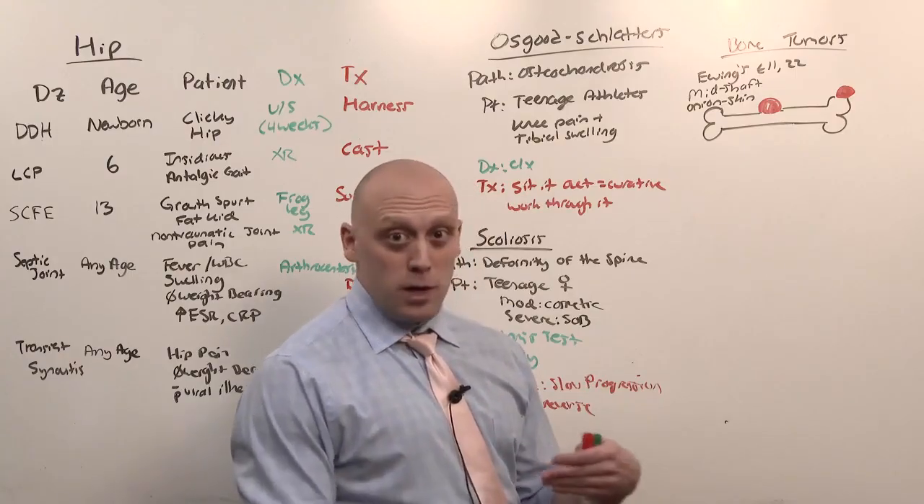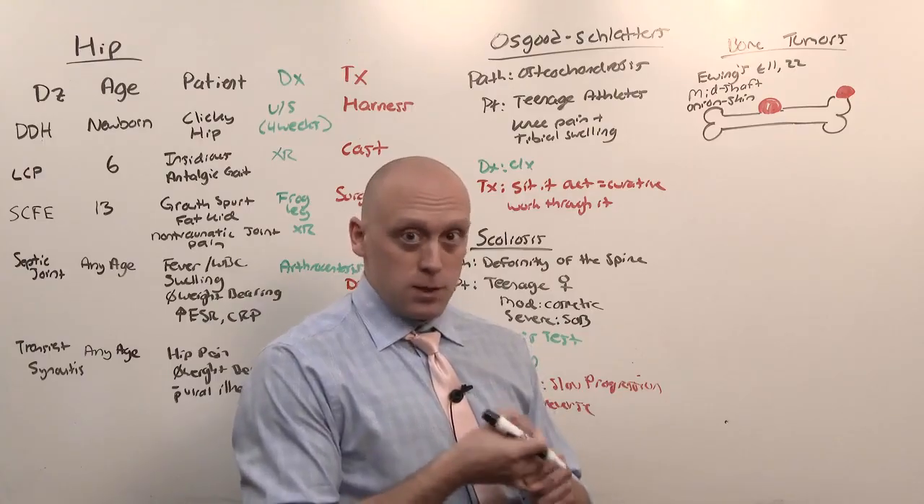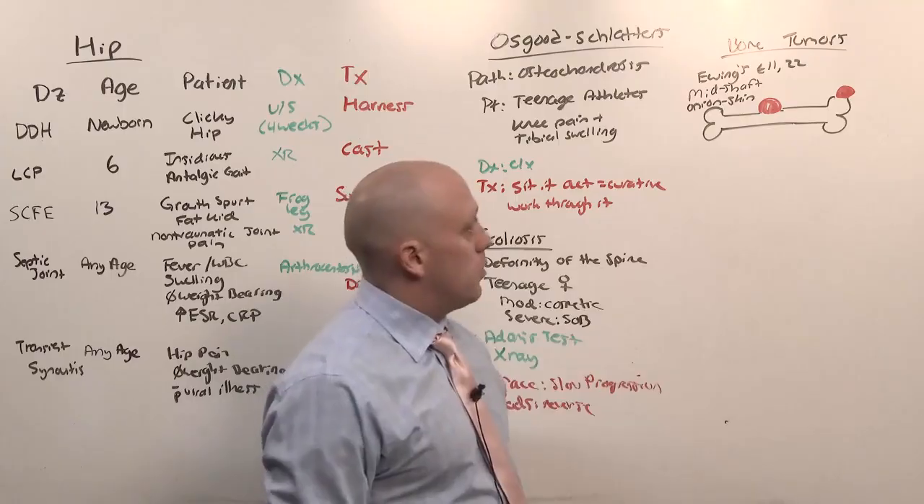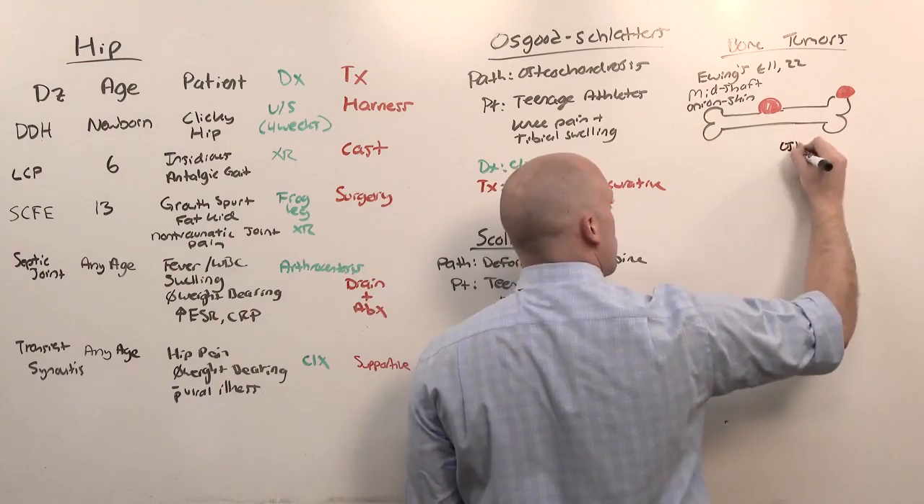They're going to actually show you an x-ray. And if you see a thing in the middle of the bone and that thing has a bunch of rings around it, that's going to be Ewing's. On the other hand, at the distal femur is going to be osteosarcoma.